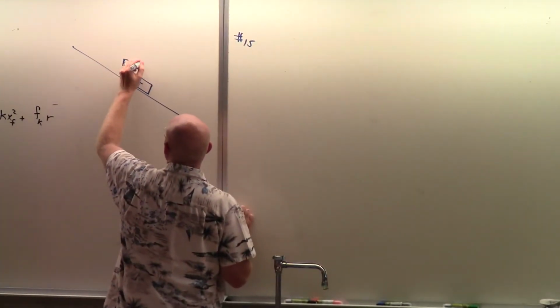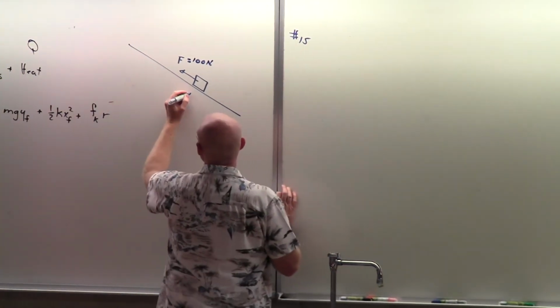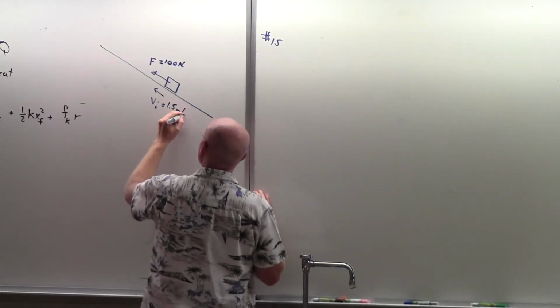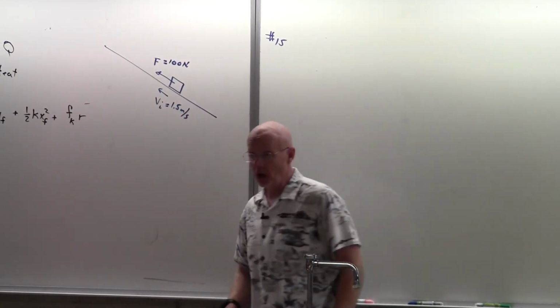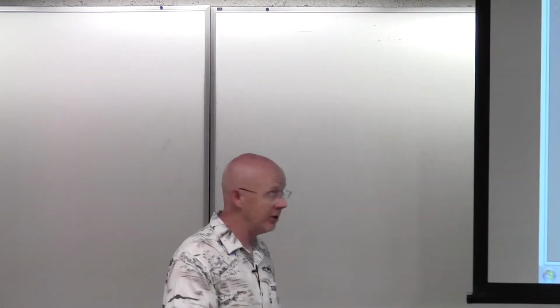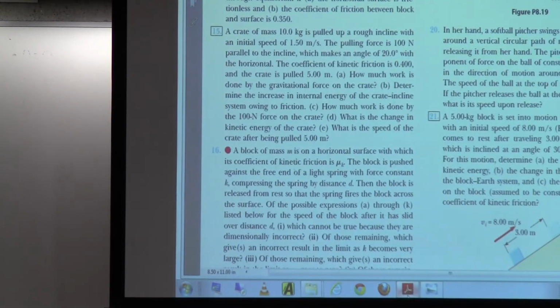All right, so I will put in my diagram that that's 100 newtons. Maybe I should also put that the initial speed is 1.5 meters per second. So it's already moving a little bit. And I'm kind of wondering, will this thing speed up or will this thing slow down here?